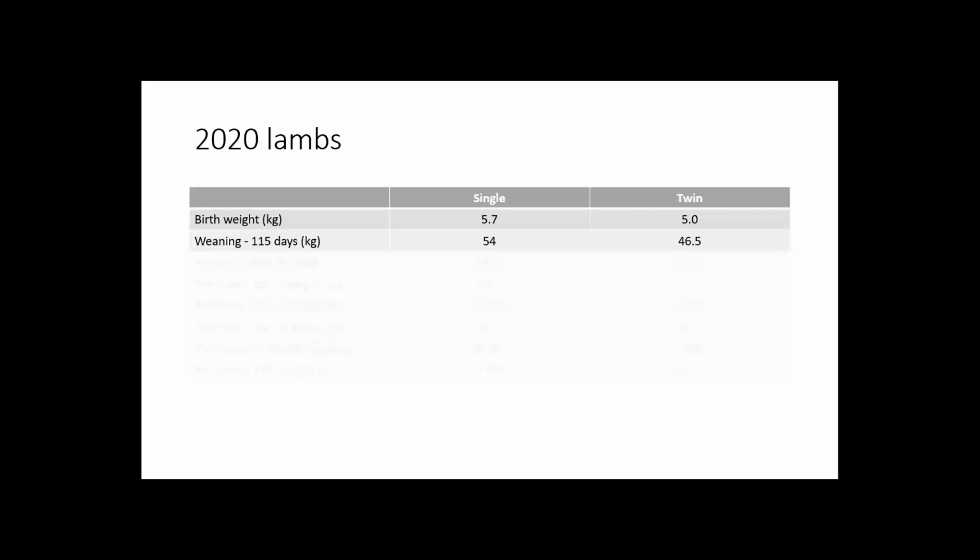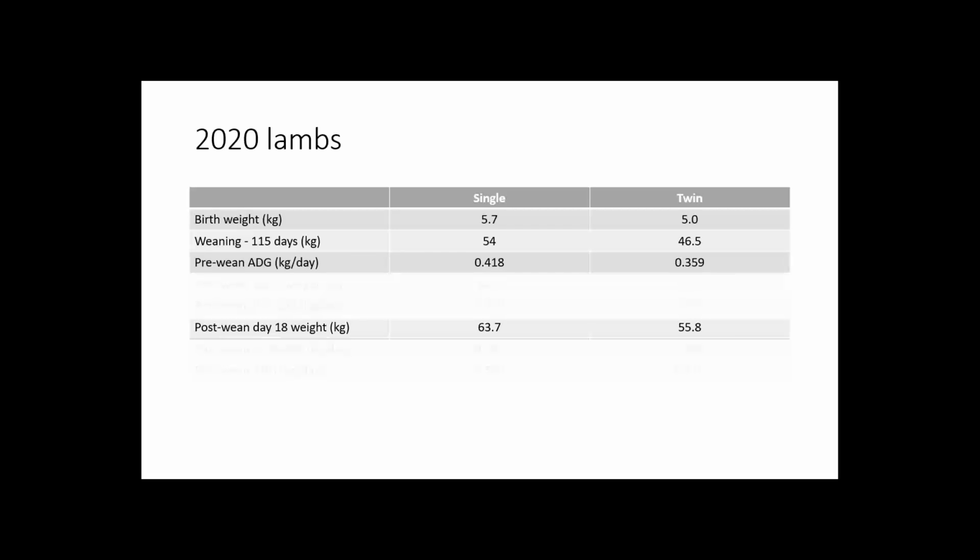At 115 days old, these lambs were weaned, and the singles were 54 kilos and the twins 46.5 kilos. That made their pre-weaning growth rates 418 and 359 grams per day from birth to this point. The lambs were weighed 18 days post-weaning, and the singles were 63.7, twins 55.8. This made their growth rates for these 18 days over 500 grams per day.